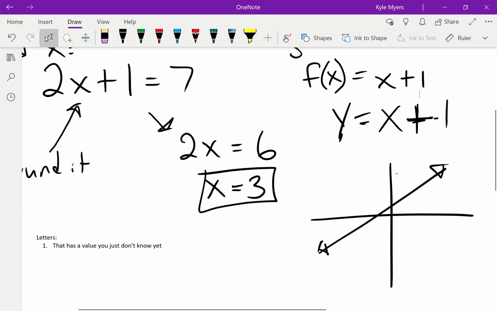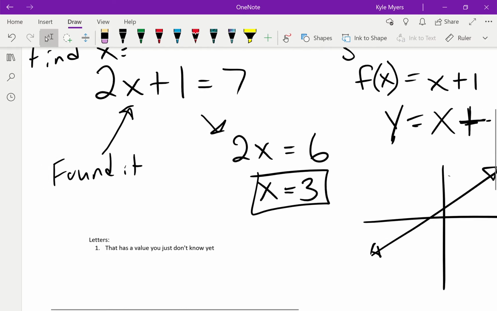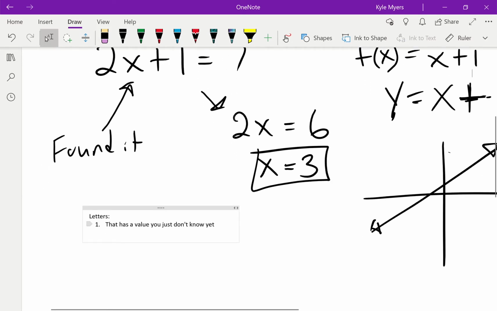There's different kinds of letters, right? So why do we even have letters in math to begin with? That's the whole point of this. So the second kind of letter then is a variable.